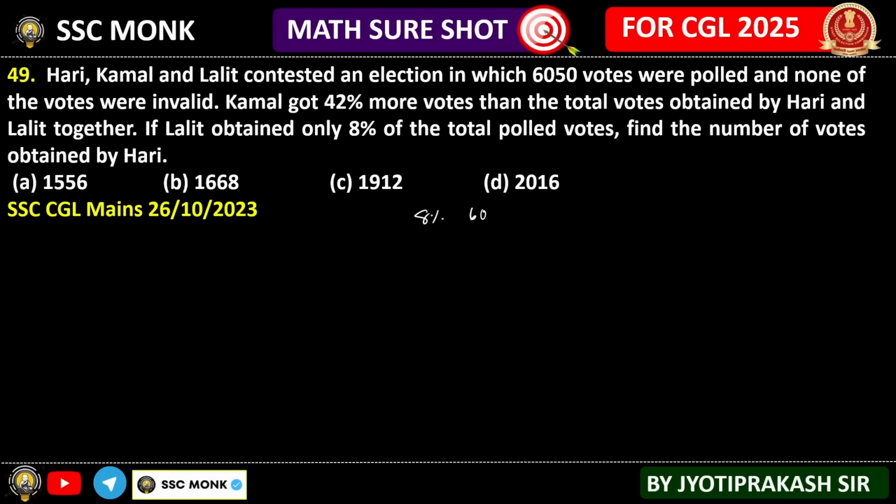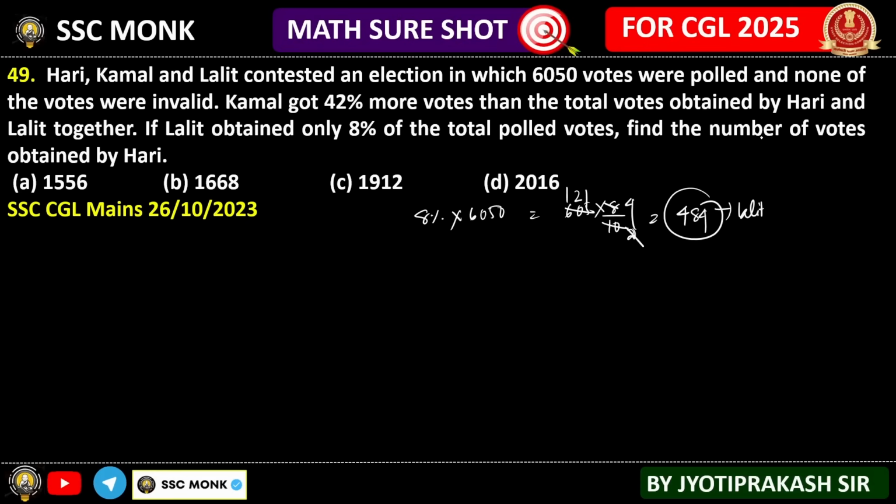8% of 6050, that is equal to 605 into 8 by 10. 5 ones are 5, 5 twos are 10, 5 ones are 5, 2 fours are 8. That is equal to 484. So 484 is the number of votes Lalit got.